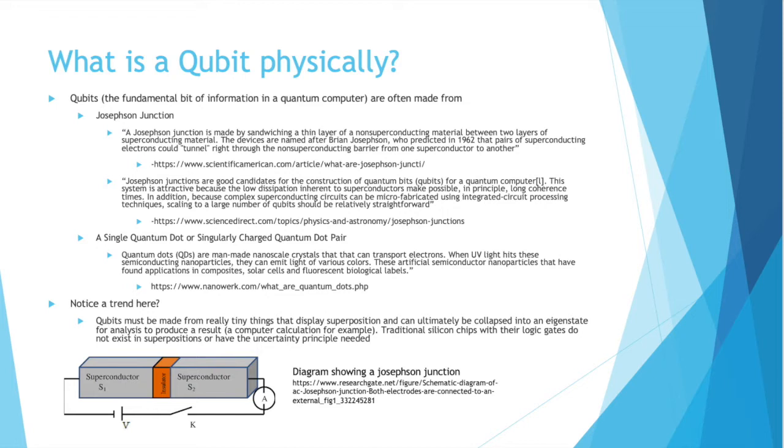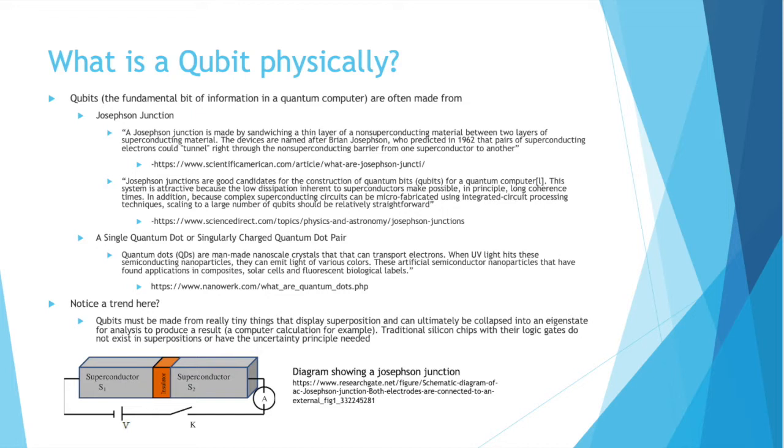Quantum dots are man-made nanoscale crystals that can transport electrons. When UV light hits the semiconducting nanoparticles, they can emit light of various colors. These artificial semiconductor nanoparticles have already found applications in things like composites, solar cells, and fluorescent biological labels, so they are already in use, which makes them a good candidate for qubits.